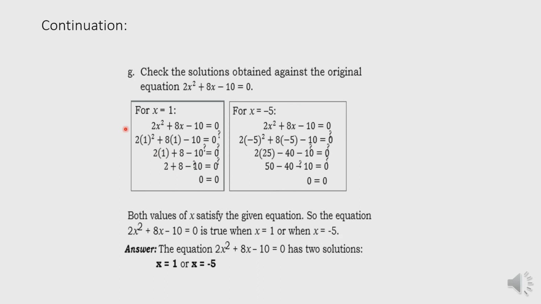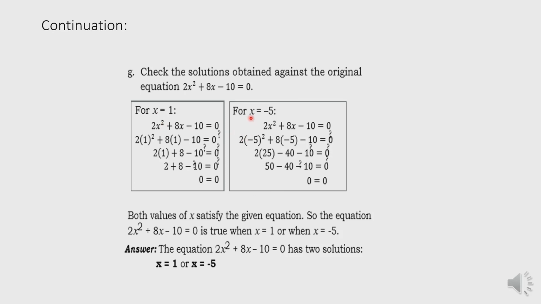Next, let us check the solutions obtained against the original equation. So you have 2x squared plus 8x minus 10. You just substitute the value of 1 into our original equation here and then simplify. For you to get 1 squared times 2, you have 2. 8 times 1, you have 8, minus 10 equals 0. So 0 equals 0. Therefore, our statement is true when x is equal to 1.